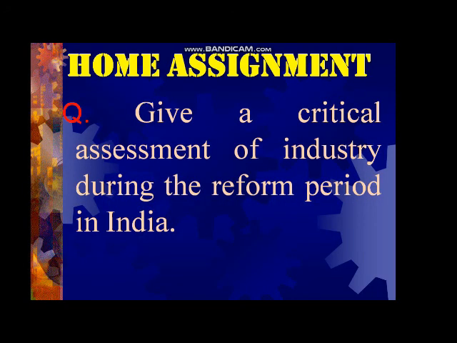So today's home assignment is: give a critical assessment of industry during the reform period in India.